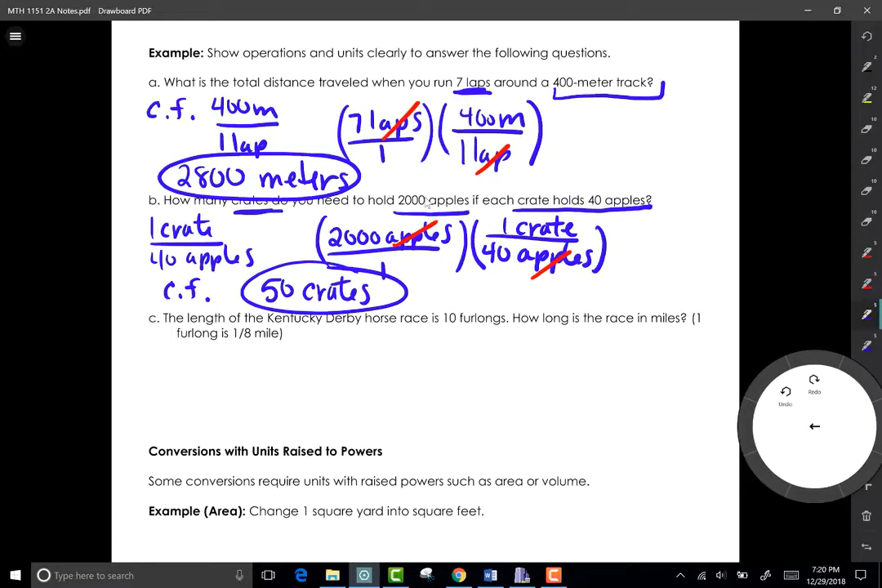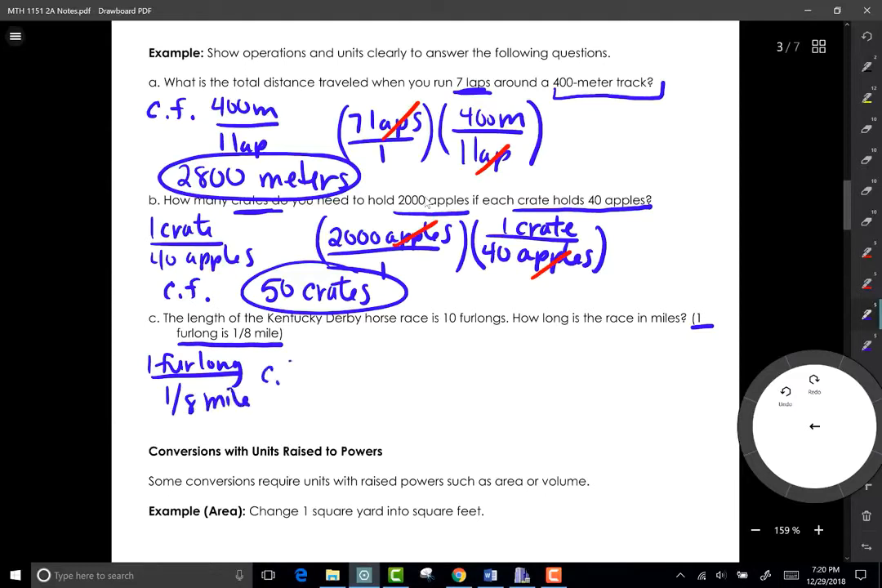Okay, part C says, the length of a Kentucky Derby horse race is 10 furlongs. How long is the race in miles? And then it tells you your conversion factor. 1 furlong is 1/8 of a mile. This is my conversion factor. Since we want to convert 10 furlongs into how many miles, because the question is asking for miles, I'm going to start with 10 furlongs.